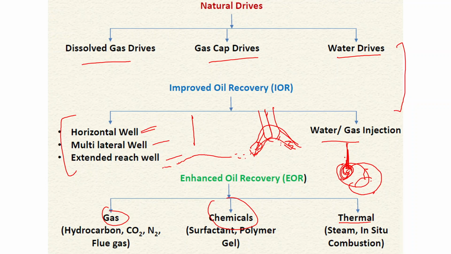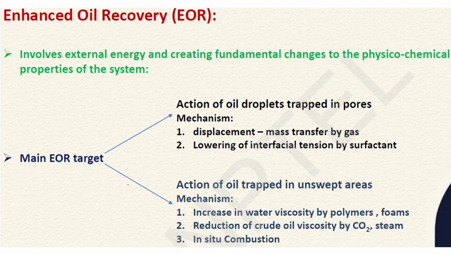Now coming on to the third method, which is the enhanced oil recovery. It is basically the tertiary method of oil recovery. In this, as I told, there is a change of physicochemical properties of the crude oil that can also take place. So what happens in this? Two different targets are there.